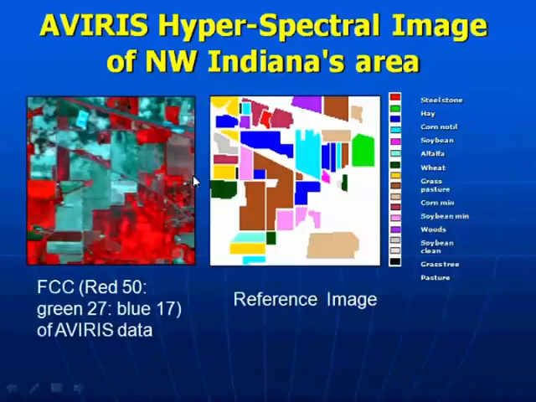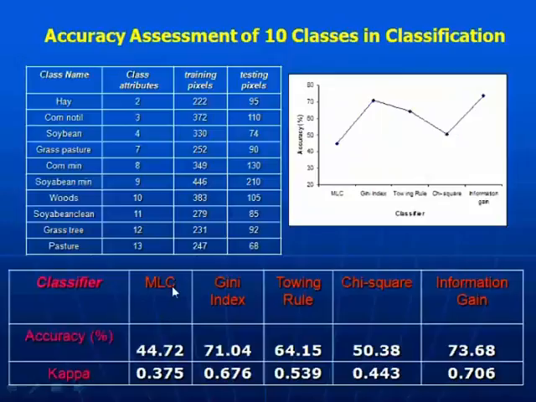So we applied this decision tree classification on the same hyperspectral image and we obtained accuracy of the order of 70 odd percent when we applied different splitting rules. So what I mean to say is that a decision tree classifier can also be used to classify hyperspectral images to obtain several classes from those images.